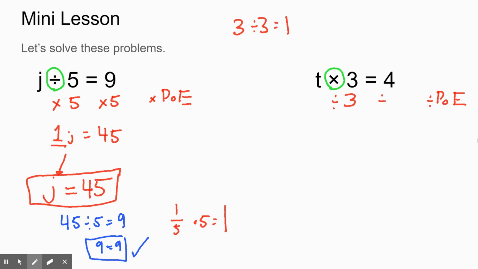So we divide this by 3 as well. So we are left with 1t. I'm just going to go ahead and write t here, because we know from our previous example that we can just do that. And 4 divided by 3, that's a little bit trickier.